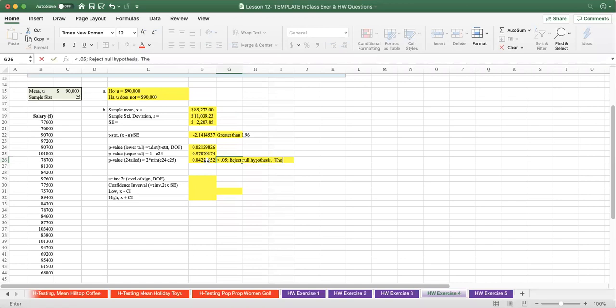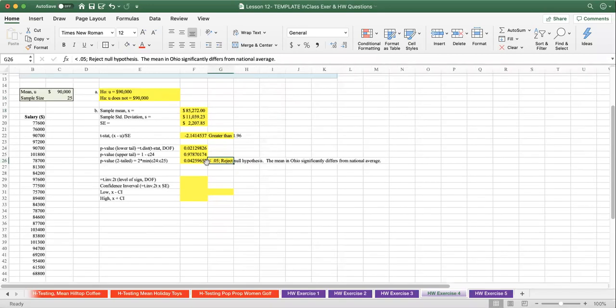Right. The mean in Ohio significantly differs from the national average. Okay, and it was 85,000, which is quite a bit less than this, but this is telling us that yes, that's a statistically significant difference in the value.